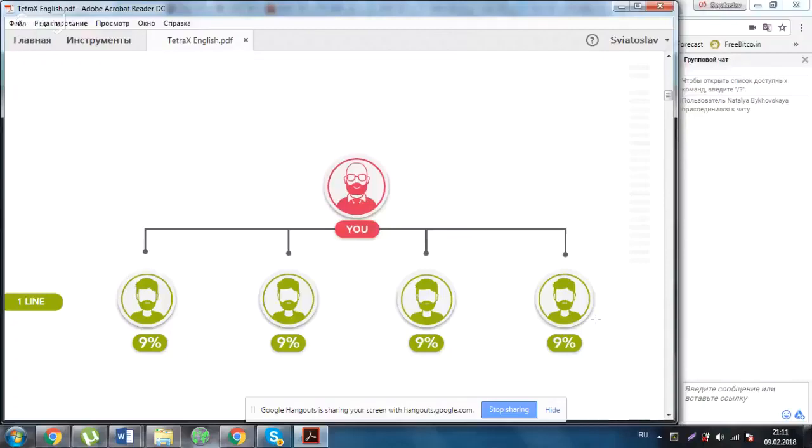Thus, from your first line, you will receive 9% of the paid amount. And this income will be brought immediately to your private account as your first partner has paid his deposit.